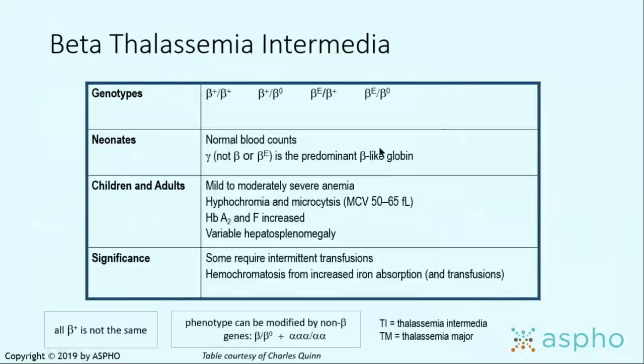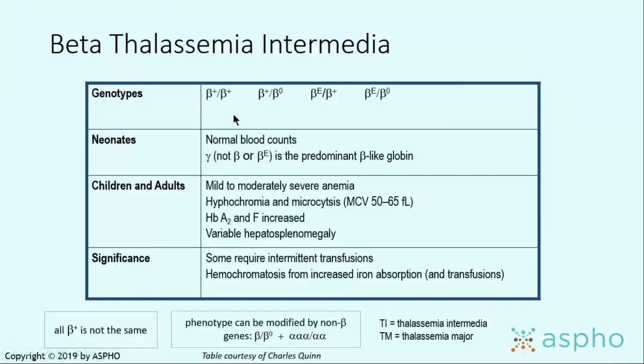So beta thal intermedia gets a little bit more complicated. This would be someone who inherited a beta plus and a beta null mutation, a hemoglobin E mutation and a beta plus, or a hemoglobin E and a beta null. So this is like E beta null thalassemia or E beta plus thalassemia, and we would call these thalassemia intermedias.